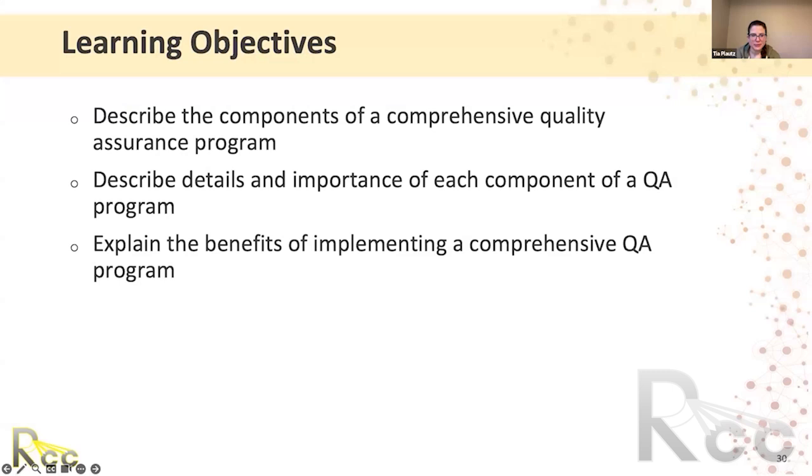So at this point, hopefully you can describe the components of a comprehensive quality assurance program, describe the details and the importance of each component of that quality assurance program, and explain the benefits of implementing a comprehensive quality assurance program in your clinic.